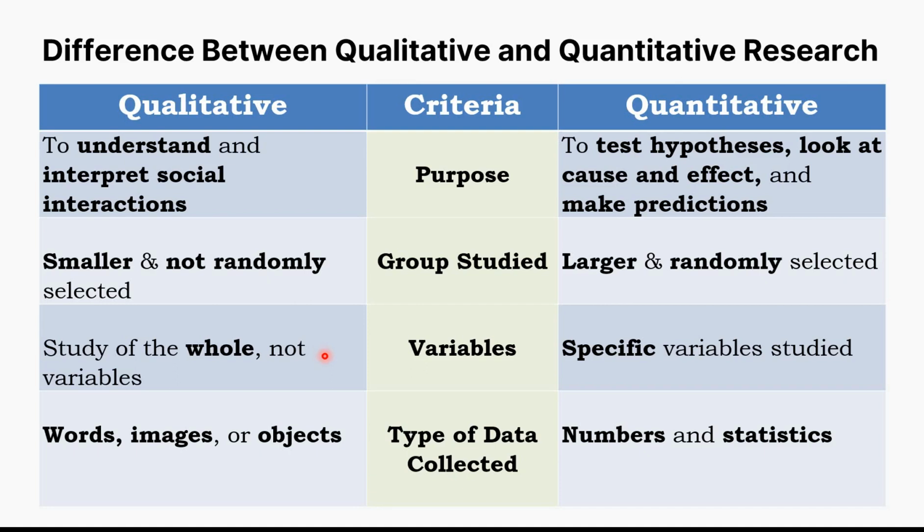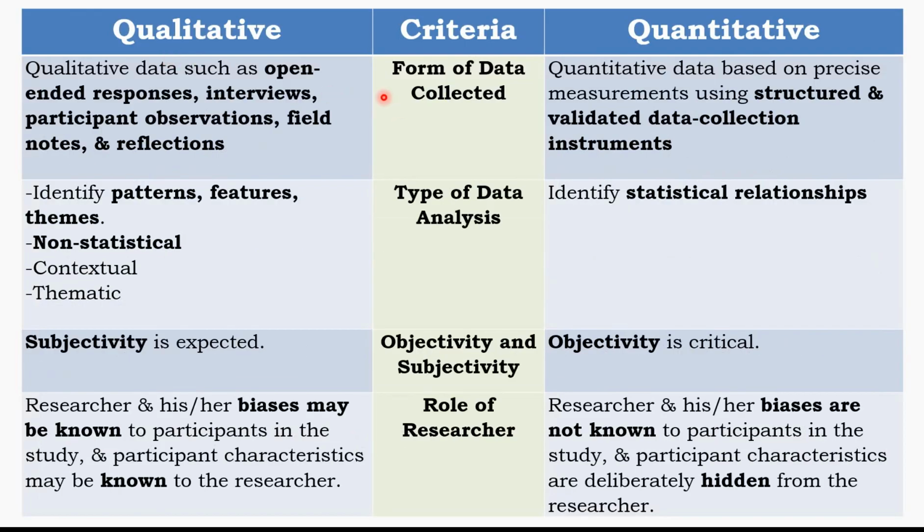In qualitative research, non-numerical data such as words, images, or objects are gathered, while numbers and statistics are used in quantitative research. In qualitative research, the non-numerical data take the form of open-ended responses, interviews, observations, field notes, and reflections. On the other hand, quantitative research collects precise measurements using structured and validated data collection instruments.